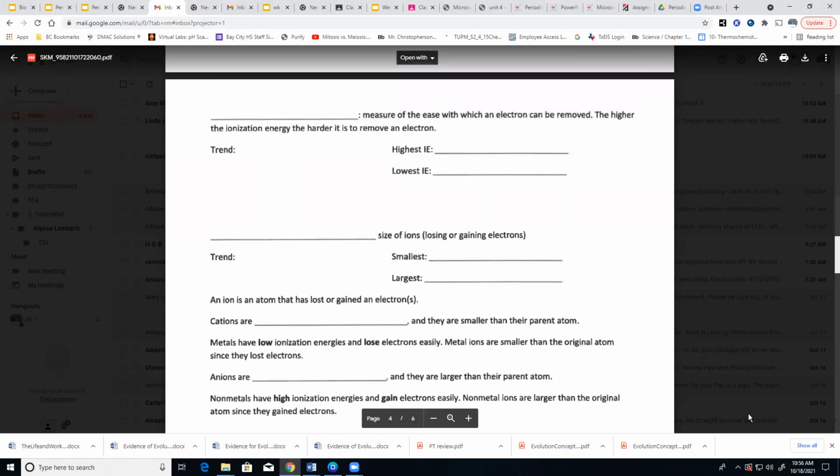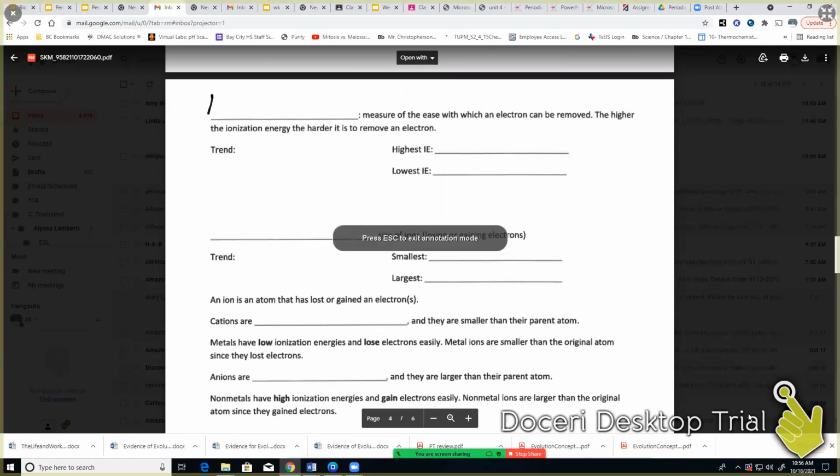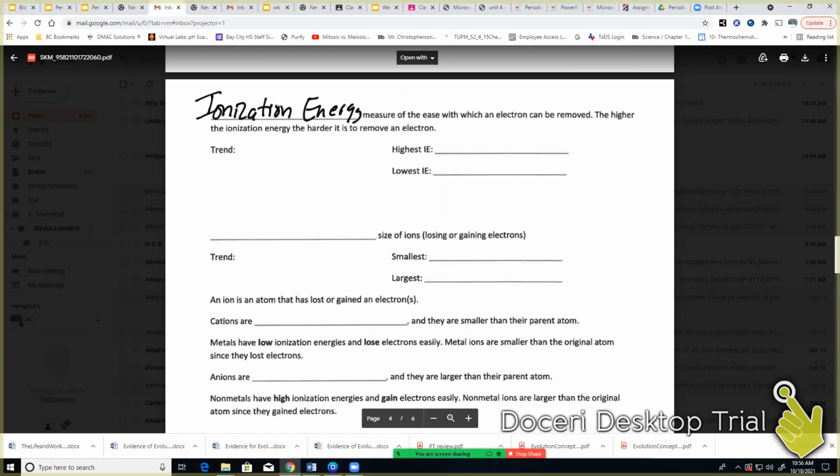All righty, the next one we have is ionization energy. And it's the measure of the ease with which an electron can be removed. So the higher the ionization energy is, the harder it is to remove the electron. And the first ionization energy is always going to be less than the second ionization energy. And even then it would keep on. If I had third, then third would take the most.